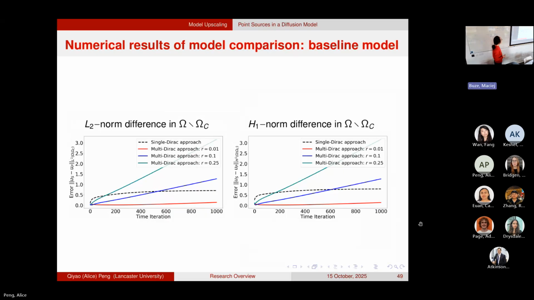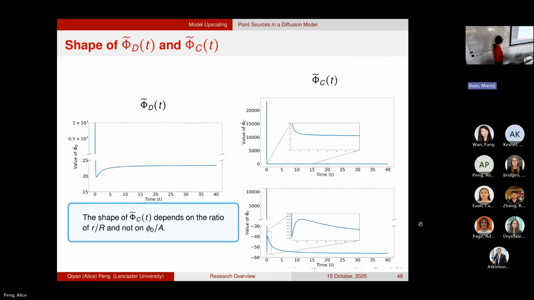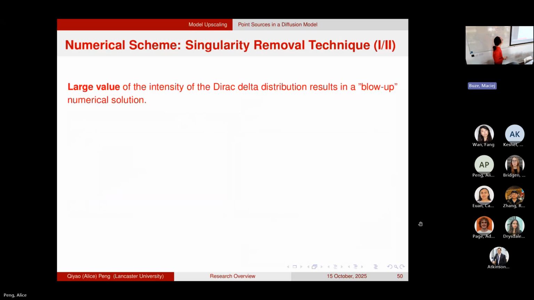Yeah, and here are the norm comparison results. As you can see, again, if you choose r small enough, the difference between these two models is actually smaller than if you don't do anything and just put one single Dirac in the cell center. There's a problem with this part: as you can see from the shape, when t is very, very small, the intensity can bump to a very large value, and that will cause the failure of the numerical scheme.